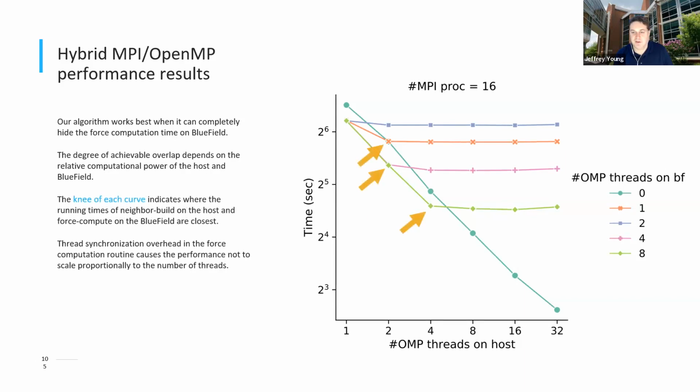So here we just note the knee in the curve. You see how the Bluefield, which is the orange, purple, pink, and light green lines, compares with the teal line, which is the host-only approach.